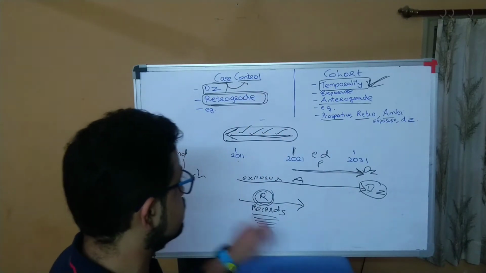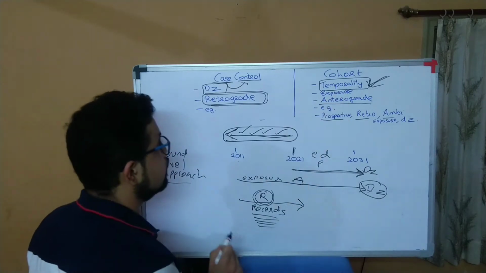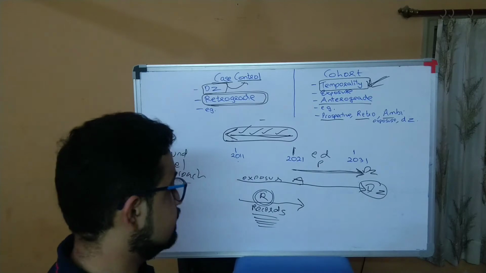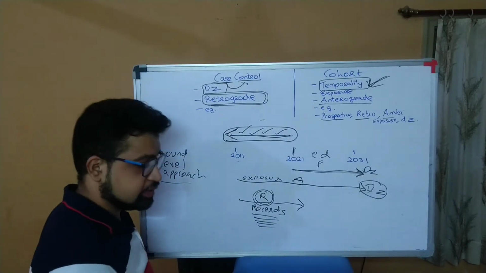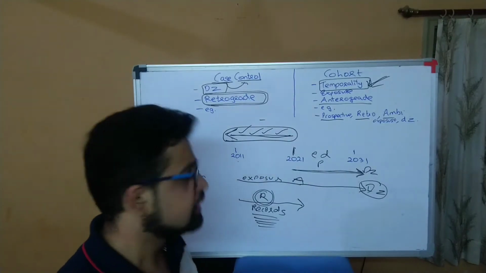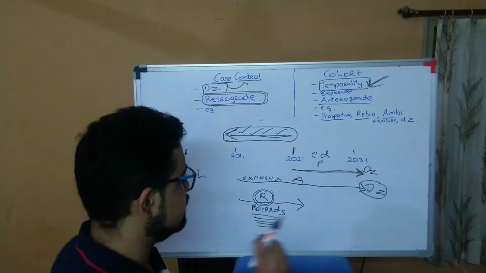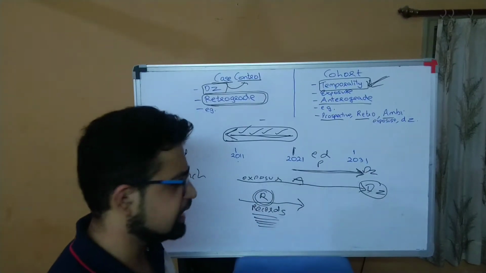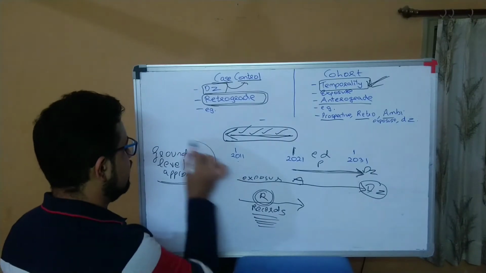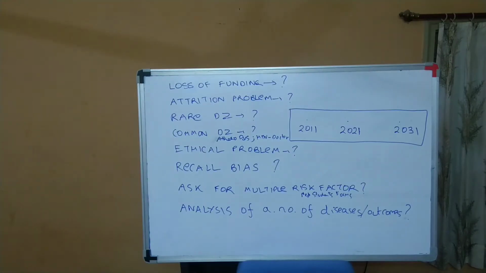So don't confuse retrospective cohort with retrograde case control. The direction is important, whenever MCQs confuse you with this. You have to be very clear. This is the basic idea, and we will figure out all those specific flow charts and terms at the end. But let us first of all behave as clinicians and figure out the ground-level approach.